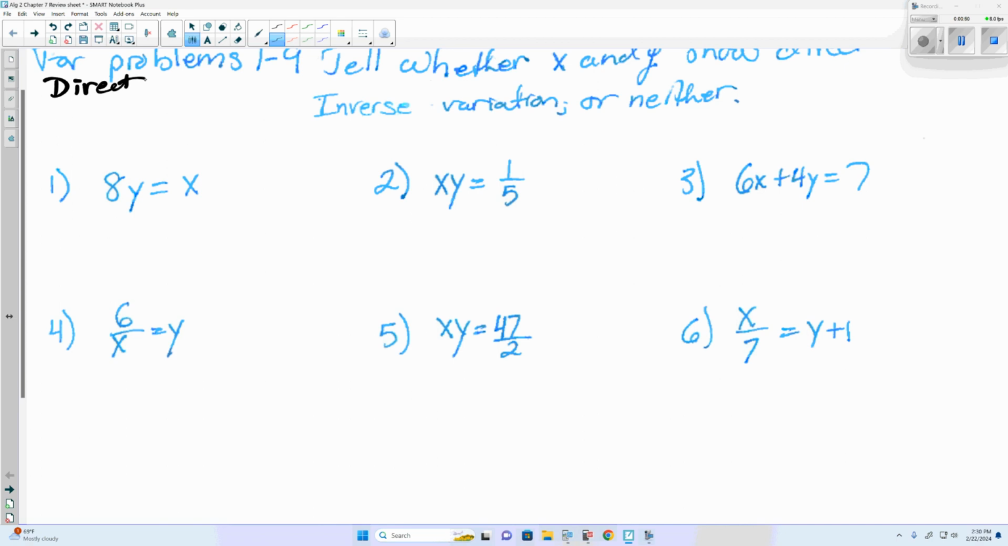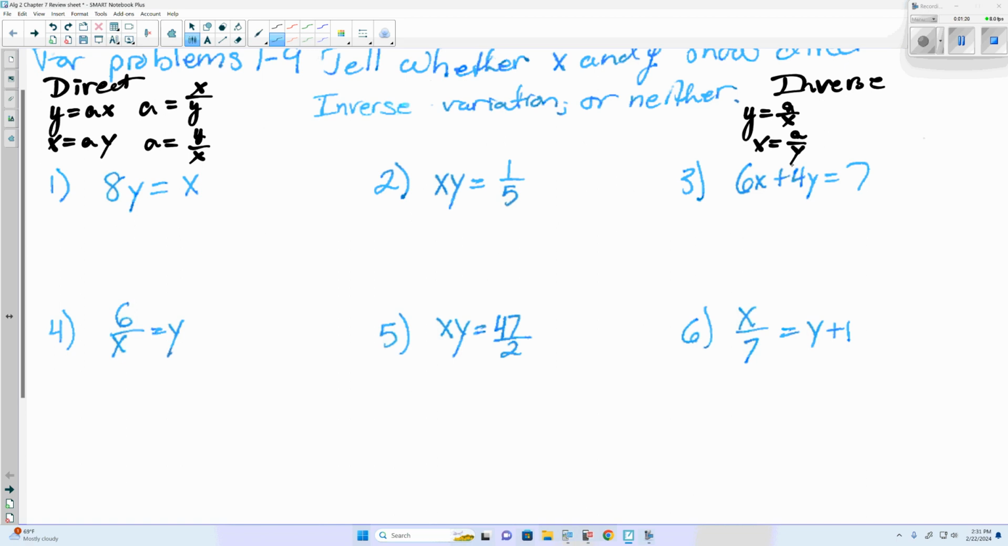Now, our direct variation equations come in the form of y equals a times x or x equals a times y. We also have the form of a is equal to x over y and a is equal to y over x. So direct variation can come in one of these four forms. Inverse: y is equal to a over x, or x is equal to a over y. And the only other way we can have an inverse equation is a is equal to x times y. Only three that we can have.